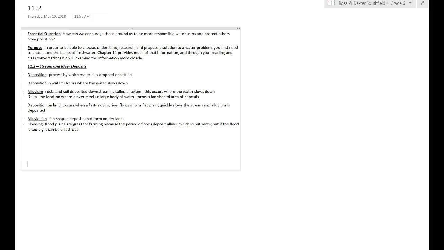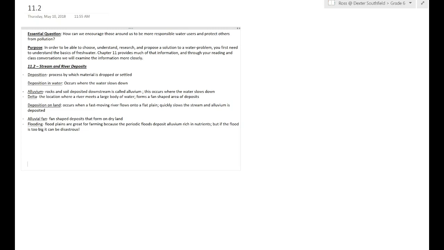So to continue with Chapter 11, we're now on to 11.2, which is about stream and river deposits. Before we get started with that, we should refer back to the essential question that we are using to frame all of our conversations around Chapter 11 in this unit.